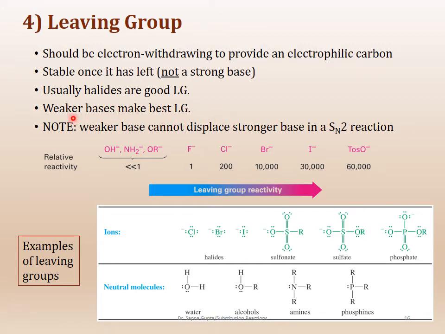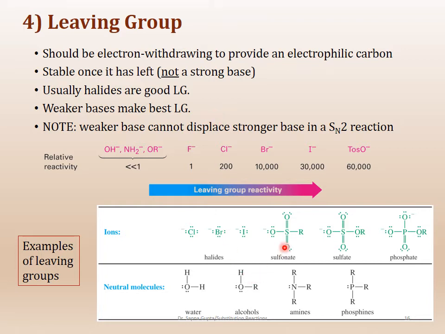Only something stronger can kick off something that is weaker. So a strong nucleophile will kick off the leaving group from the electrophile. Otherwise, it's not leaving. If it's not going to be stable, then what's the point? So a leaving group, a weak base, is going to be stable. And that is the driving force of this reaction: if you have a good leaving group, then the reaction will take place.